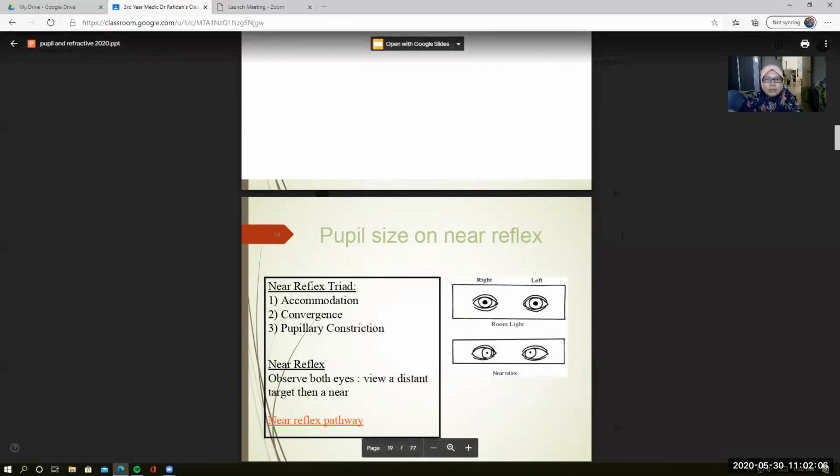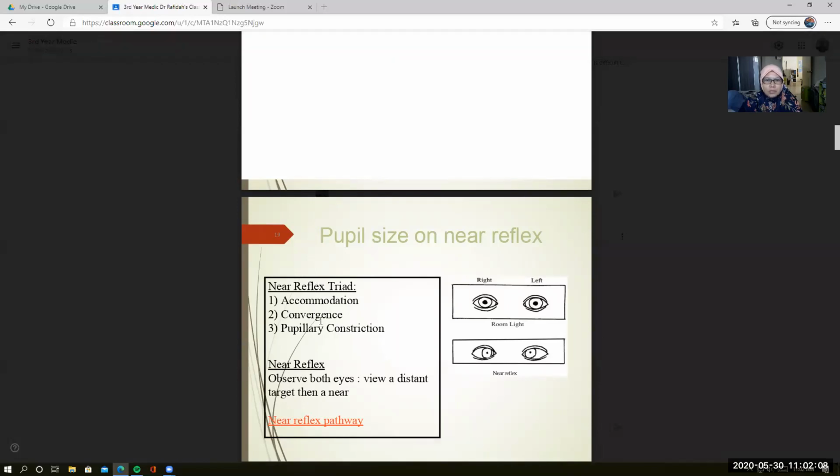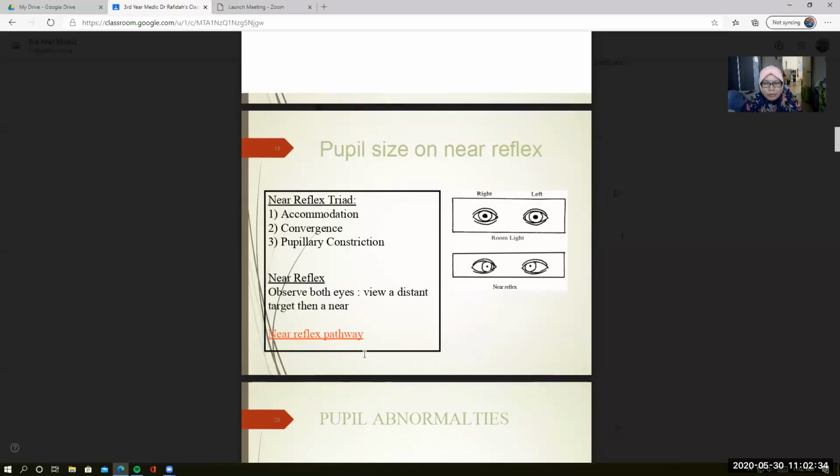When you are looking at something near, there will be 3 reflexes: accommodation, convergence, and pupillary constriction. So what is accommodation? The lens becomes thicker, the eyes converge, and the pupils become constricted. This is what we call the near reflex pathway.